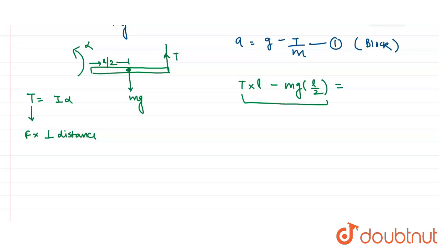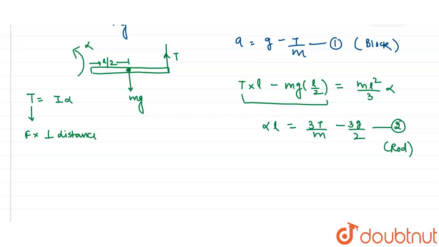I is the moment of inertia, and the moment of inertia of a rod suspended about its end is given by ml square upon 3, times alpha. This is the torque equation for the rod, and I can also write this equation as alpha l equals 3T upon m minus 3g by 2. Suppose this is my equation second, and this equation is for the rod.